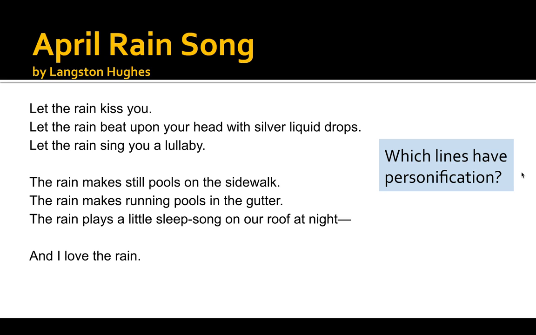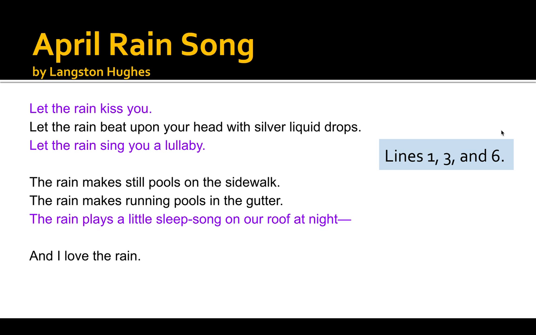So let's look at this poem. It's called April Rain Song by Langston Hughes. If you remember, Langston Hughes is one of the poets that we learned about in the Harlem Renaissance. So it's a nice short poem. As I read it, try to figure out which lines have personification. Let the rain kiss you. Let the rain beat upon your head with silver liquid drops. Let the rain sing you a lullaby. The rain makes still pools on the sidewalk. The rain makes running pools in the gutter. The rain plays a little sleep song on our roof at night. And I love the rain.